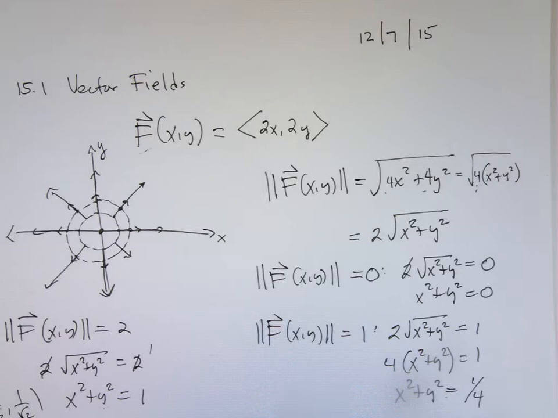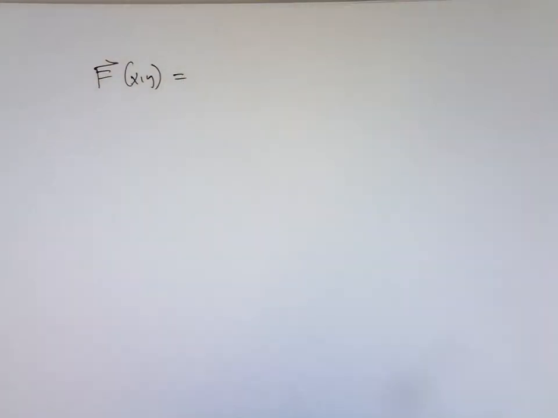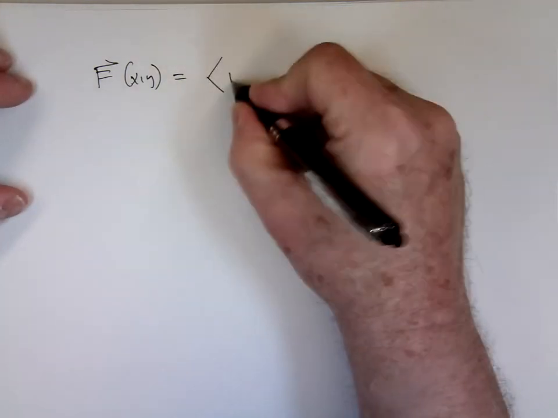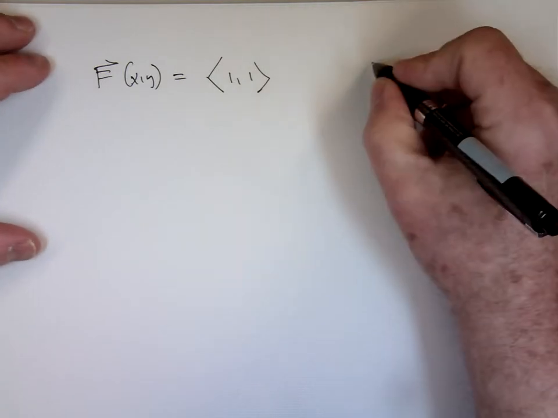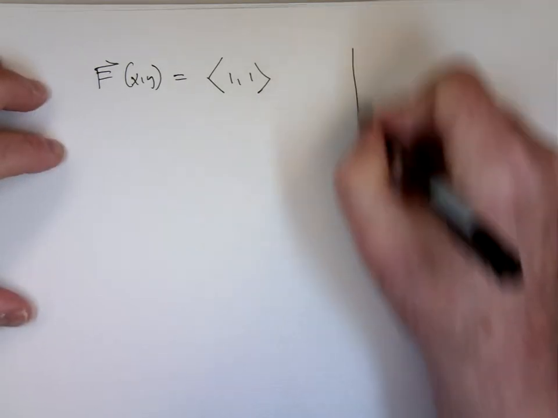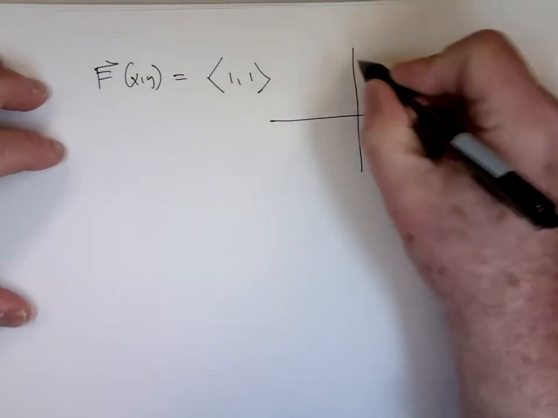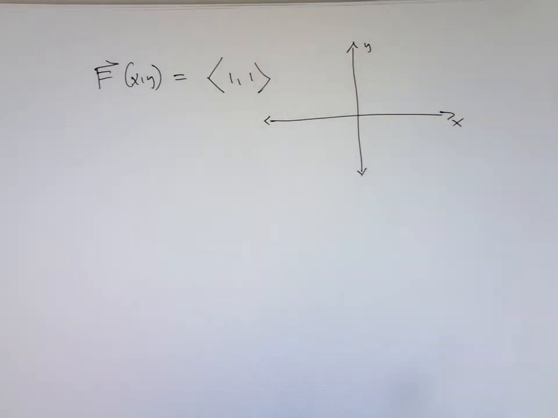Let's do another one. Let's take another vector field. Let's take a very simple field. 1, 1. That's too simple. Okay, but let's do it. This is a stupid field. Here we go. Everything is along a linear line. Yeah, 1, 1. Here's a vector field, but it's assigning a vector 1, 1 to every point.